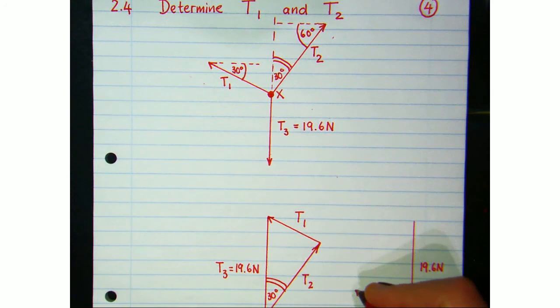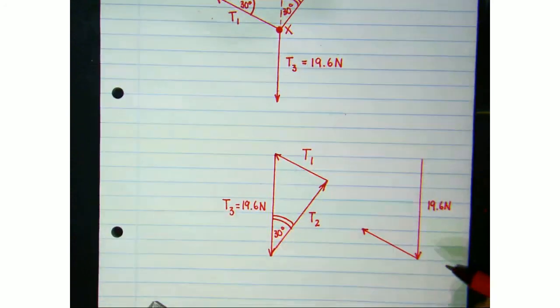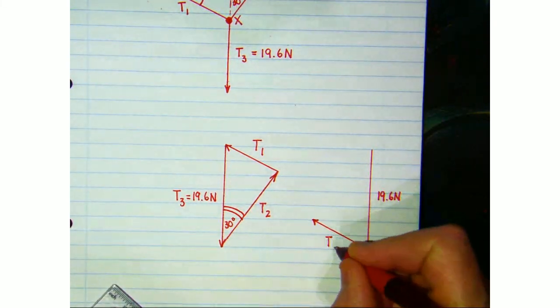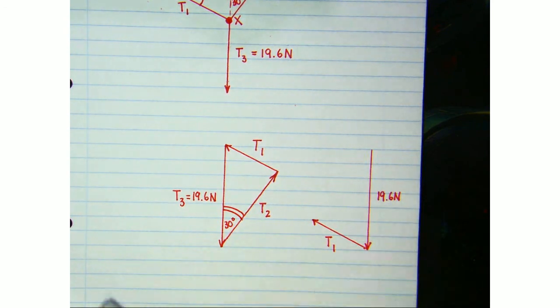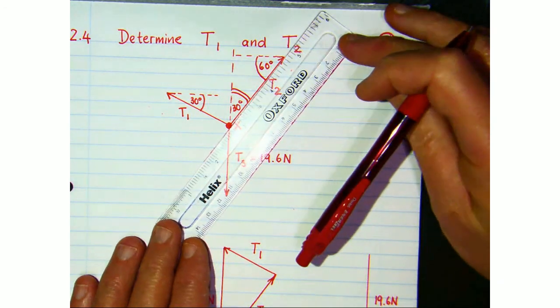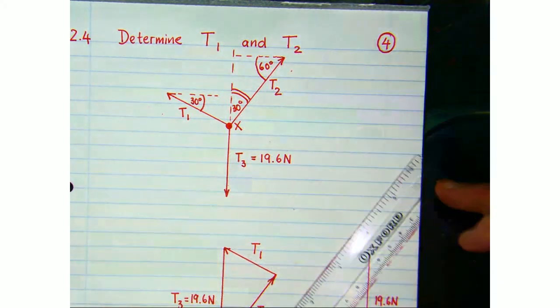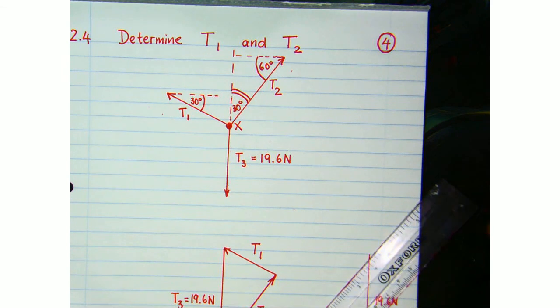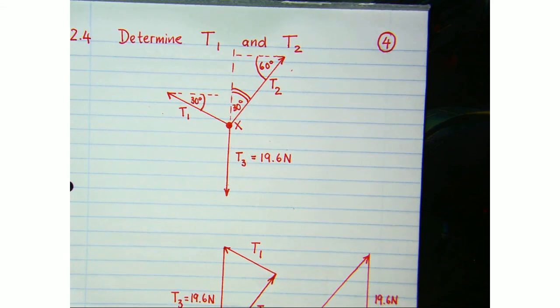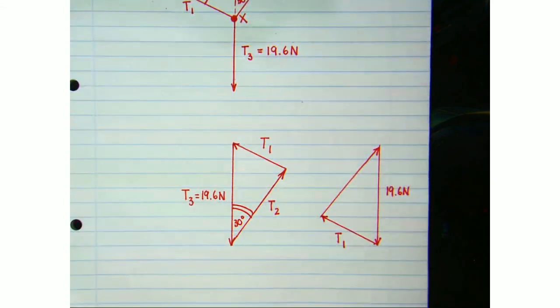I'm still going head to tail. Let's label it T1. And then the third force, T2, should close the triangle. So we've got our three forces drawn as the three sides of a closed triangle.